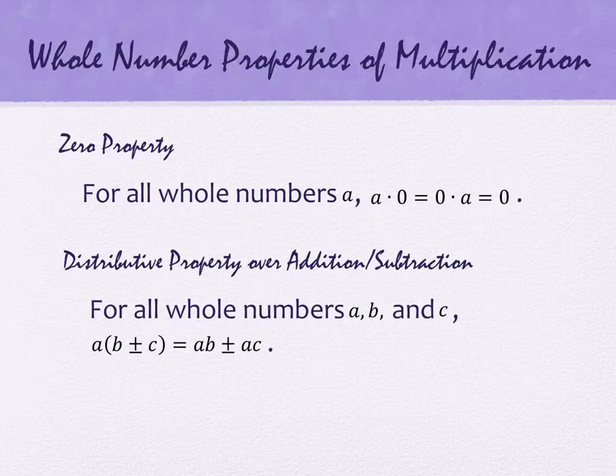A couple more. 0 property says that if you multiply by 0, you get 0. And it doesn't matter in which order. A times 0 is equal to 0 times A. And that's, of course, happening because it is commutative. And then Emily had asked last time, I think it was, about the distribution property. We actually get it now because in order to use the distribution property, you have to have two operations. You have to have addition and multiplication or subtraction and multiplication. So for all whole numbers A, B, and C, A times the quantity B plus or minus C is AB plus or minus AC.